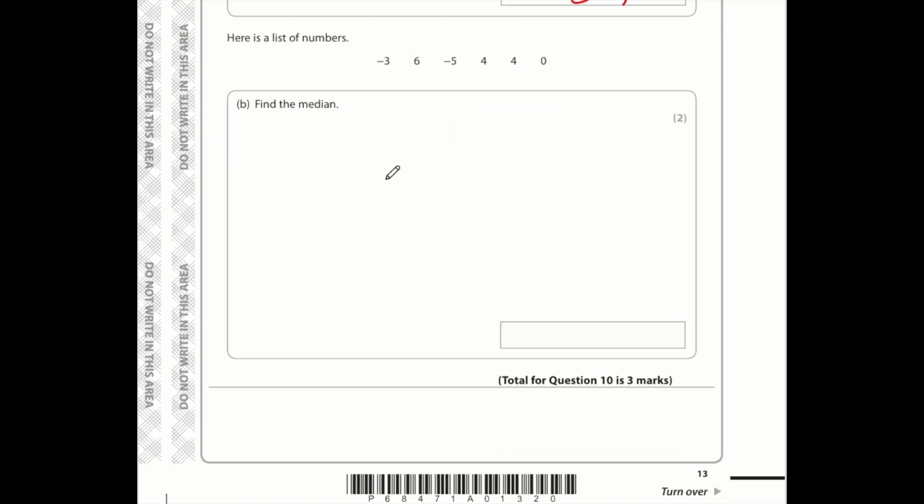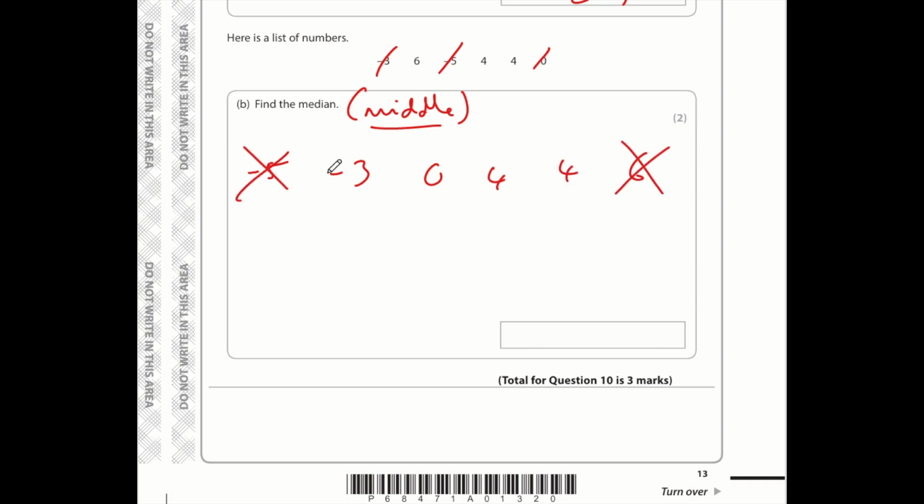Okay, for B rather, we want to find the median, so we need to remember that the median is the value in the middle, but only the one in the middle when they are in order. So let's put them in order, lowest first: -5, -3, 0, 4, 4, 6. So to find the one in the middle, let's cross off one on the left and one on the right. Let's do that again.